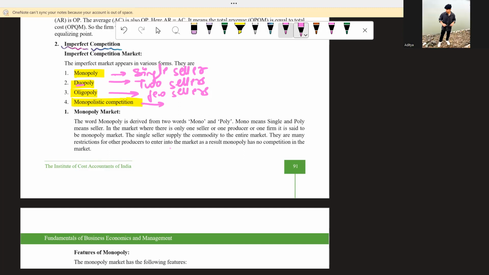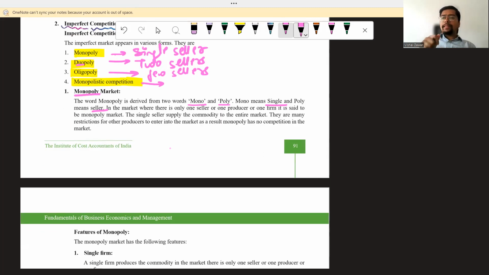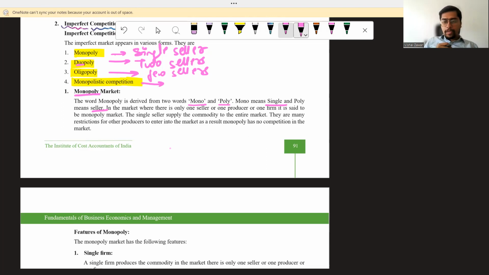Okay. So let us start with the first market, which is monopoly market. The word monopoly is derived from two words, mono and poly. Mono means single and poly means seller. So yes, there's only one person or one seller which is ruling the market, which is the person based on whom other participants need to make the decisions. This seller is grabbing the maximum market share.